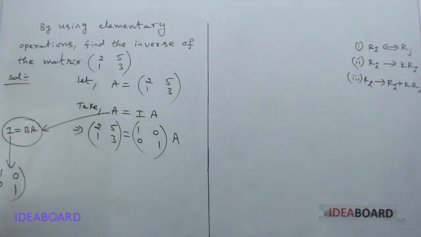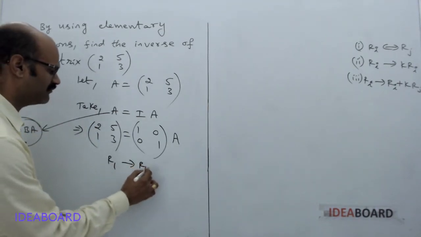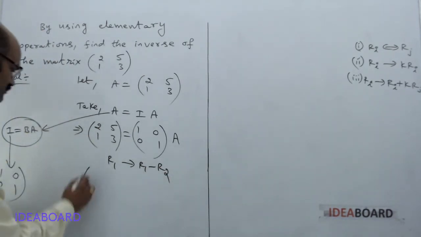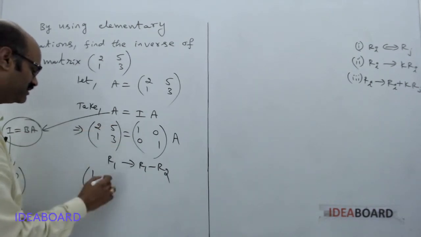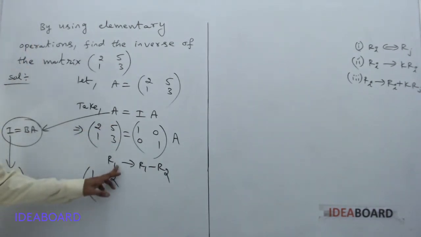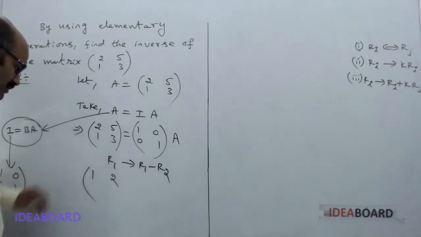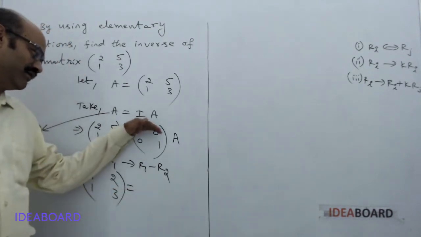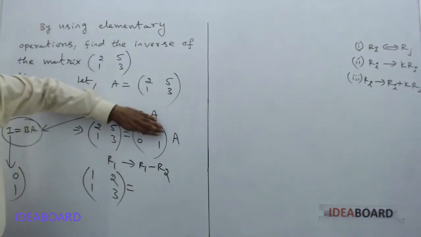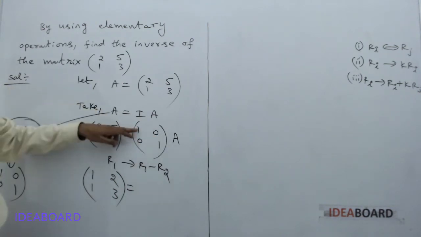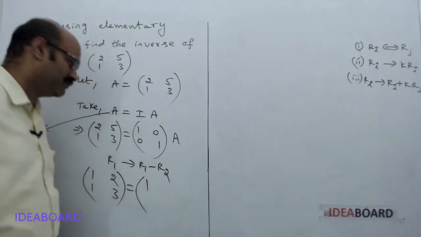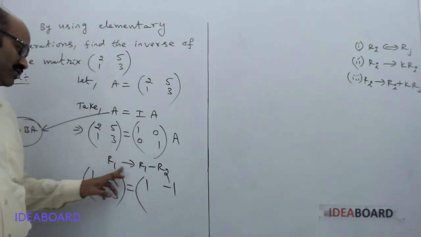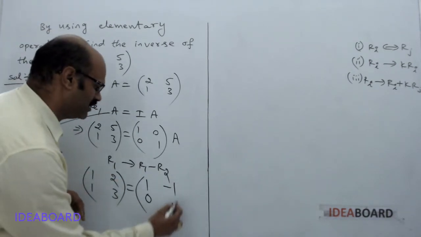To get 1 here, we have to take R1 implies R1 minus R2. Then we get 2 minus 1, 1. 5 minus 3, 2. No change in R2, so let me write R2 elements same: 1, 3 equal to R1 minus R2. This is R1 and this is R2. So 1 minus 0, 1. 0 minus 1, minus 1. R2 no change, so 0, 1 into A.